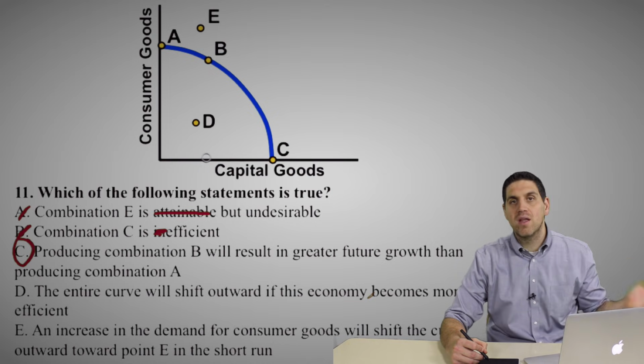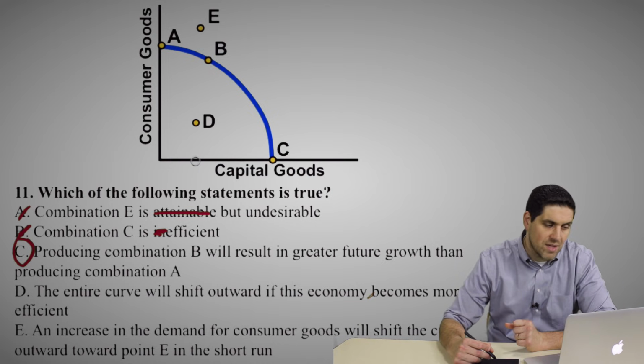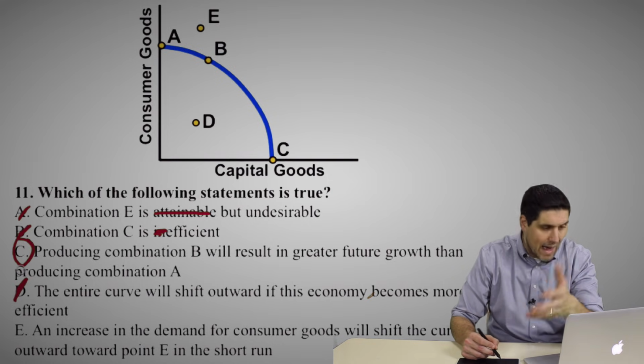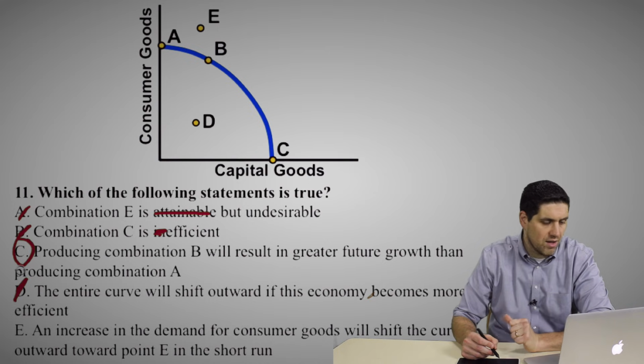The more capital you produce, the more growth you'll have in the long run. So C was the right answer. D, the entire curve will shift outward if the economy becomes more efficient. No, we've covered that in previous questions. Being more efficient doesn't actually shift the curve. It's getting more resources and getting more capital and more tools and factories and better technology.